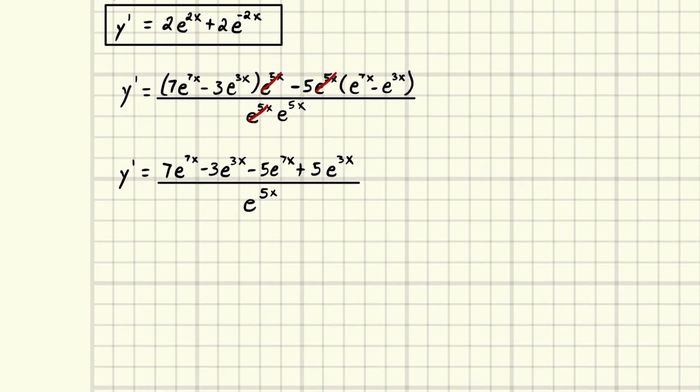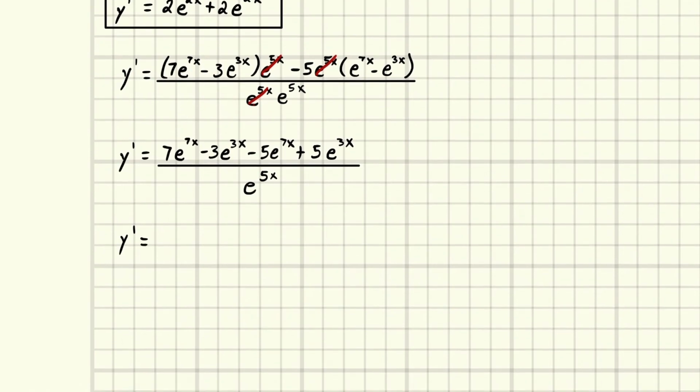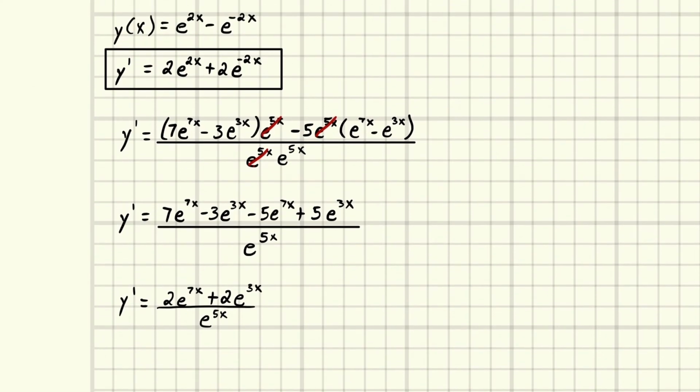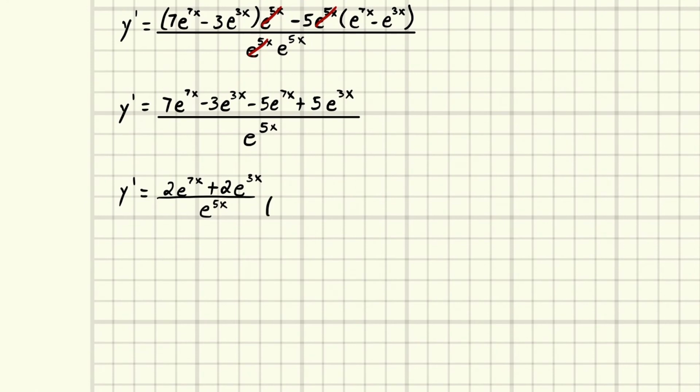So we can combine like terms. The 7x's can go together, so 7 minus 5, that's 2e^(7x). And the 3x's can go together, so that's also going to give us 2e^(3x). And this is all over e^(5x). And you could stop here, but if we want to get to a similar form that we got to before, all we have to do is multiply by e^(-5x) again. So you see this move still comes up later if you want to get to the same form.